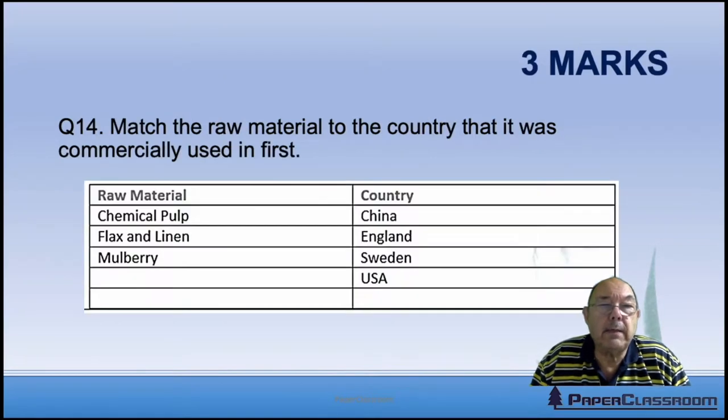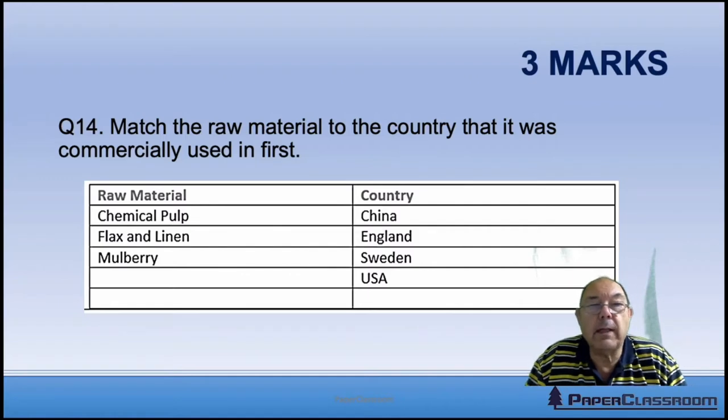Okay, question 14. Match the raw material on the left with the country where it was first used on the right. So, which country was the first to use commercially a chemical pulp? Was it China, England, Sweden, or the USA? Of these 4 countries, which was the first one to use flax and linen? Was it China, England, Sweden, or the USA?